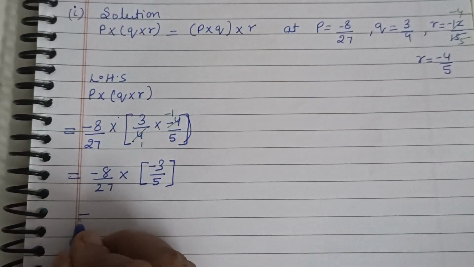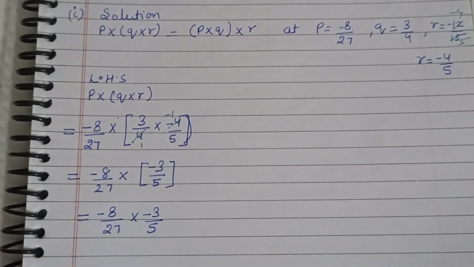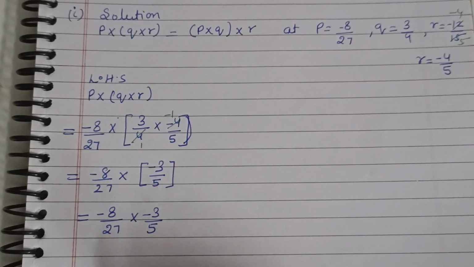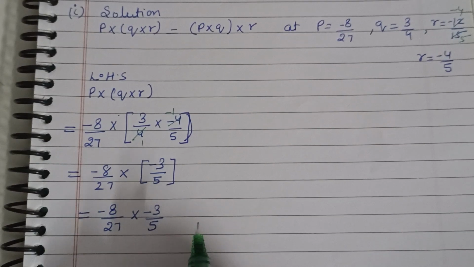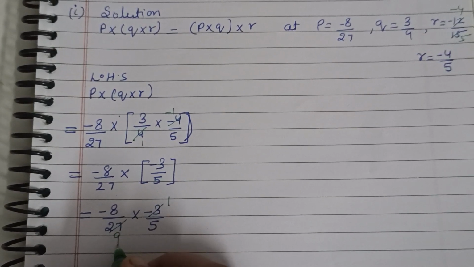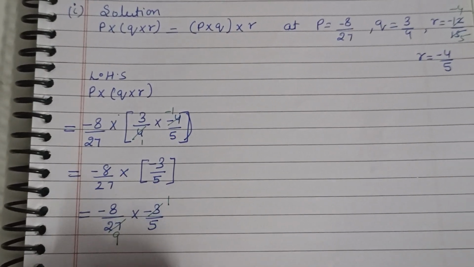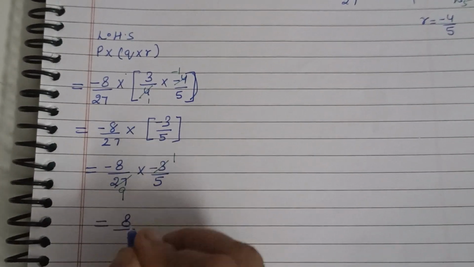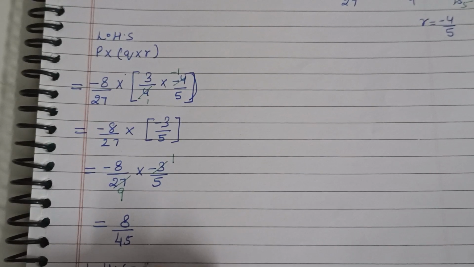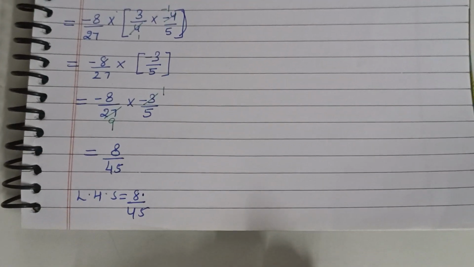Open the bracket. Minus 8 upon 27 multiplied by minus 3 by 5. As both rational numbers are negative, the final answer will be positive, because an even number of negative rational numbers are there. Now do the cutting. 3 ones are 3, 3 nines are 27. Now whatever is left, just multiply them. What are you going to get? 8 upon 9 fives are 45. 8 upon 45. So on the left hand side you got 8 upon 45.